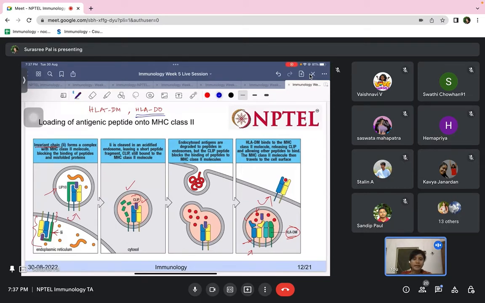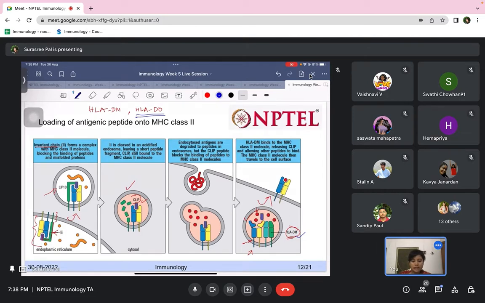HLA-DO is nothing but a negative regulator of HLA-DM. So this is also an MHC class 2-like molecule, and it is produced in the thymic epithelial cells, the B cells and the dendritic cells. This molecule is also not present on the cell surface, but it is present in the intracellular vesicles, like that of HLA-DM. Now how is it a negative regulator of HLA-DM?